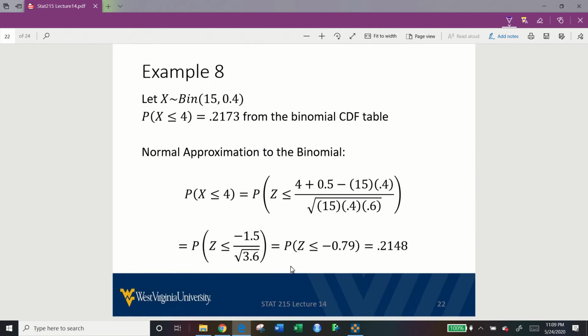Let x belong to the binomial distribution with n equals 15 and p equal to 0.4. And we know that the probability of x less than or equal to 4 equals 0.1273 from the binomial CDF table. Now let's see how close we can get if we do the normal approximation to the binomial.